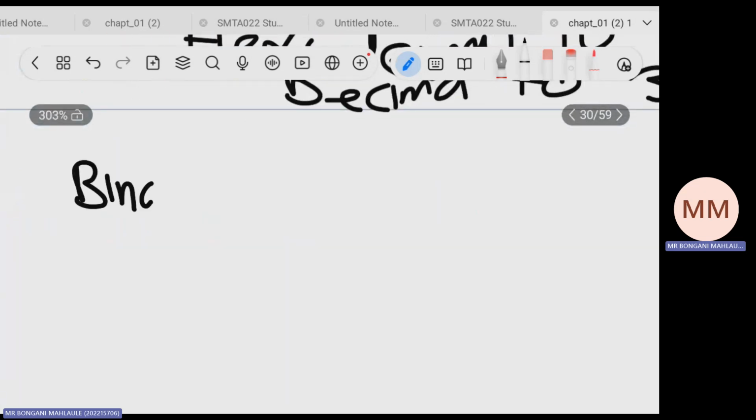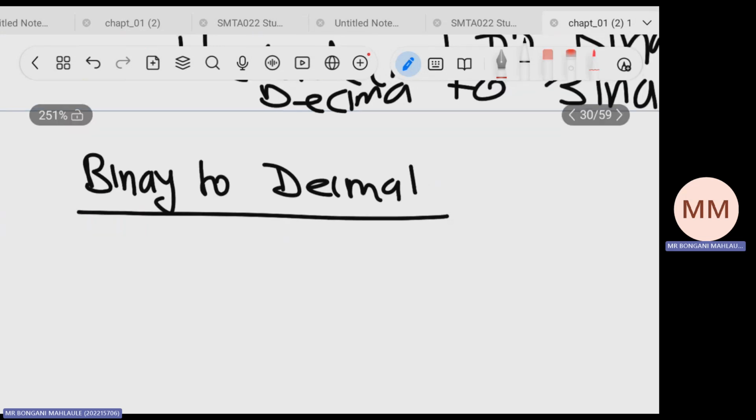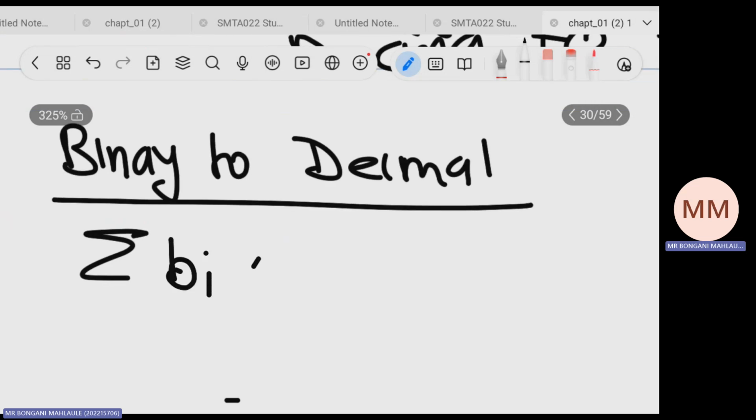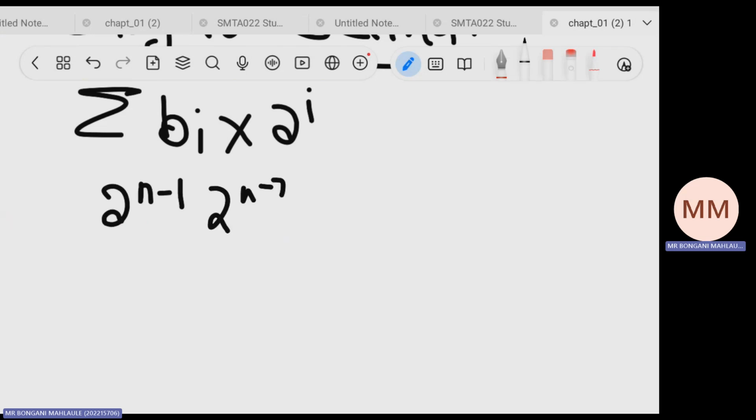From binary to decimal. I'm starting with the simple stuff. The formula is like this. You're going to take your binary number times 2 to exponent i. If you guys see something like this, just know that this is just part of the explanation of the book: 2^(n-1), 2^(n-2), down to 2^0.